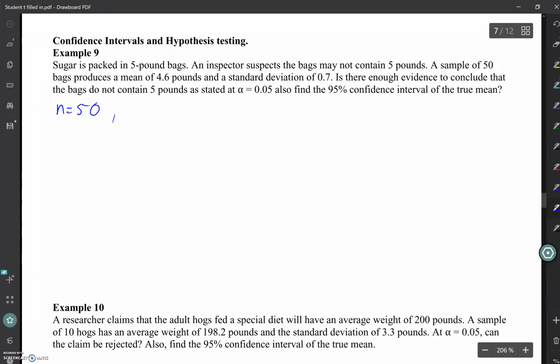Your standard deviation, which is S, is 0.7. All right. My sample mean, which one's my sample mean? 4.6. And which one's my mu? 5. The 5 pounds that are supposed to be in each bag. And then we've got our alpha. And we have our confidence level.